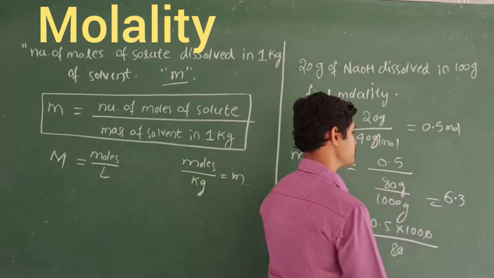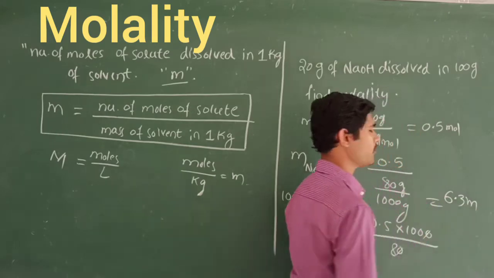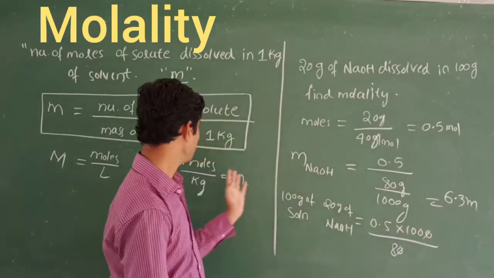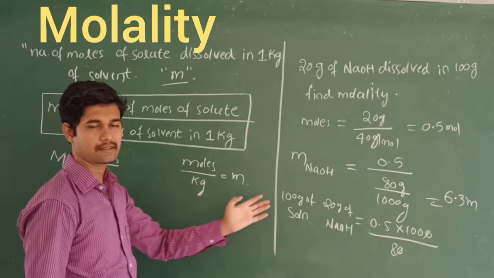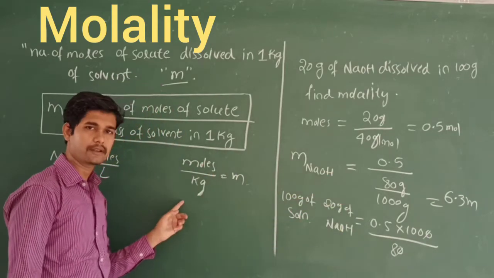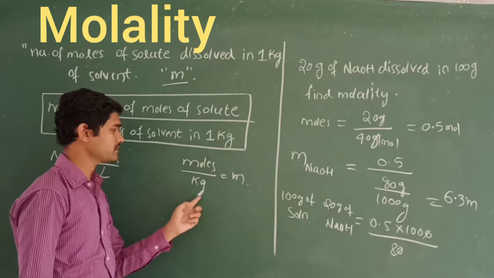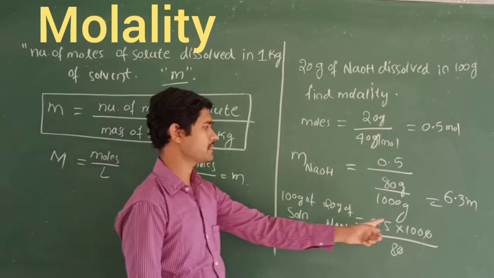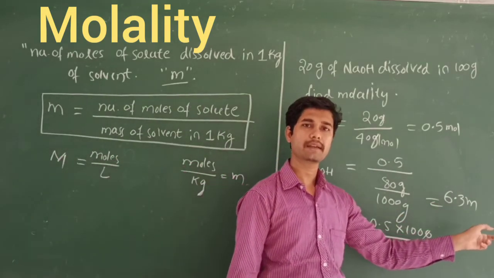So 6.3 molality. Why? Because molality is in the form of moles per kg, right? 6.3 moles per kg will be there. So instead of moles per kg, I will write molality. So the answer is 6.3 molal.